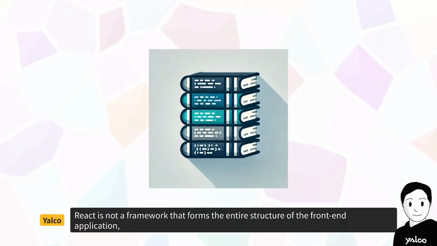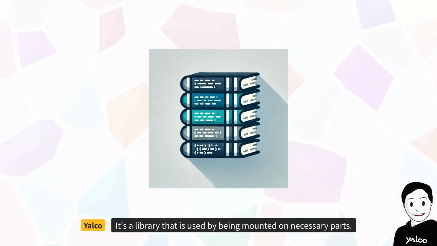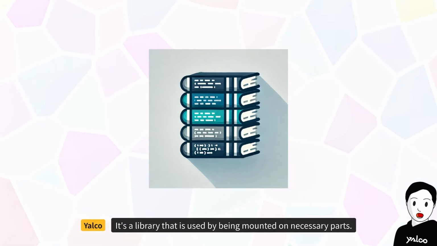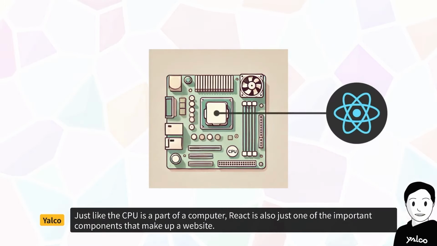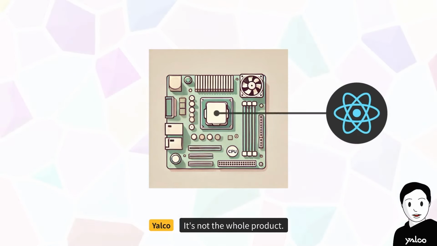React is not a framework that forms the entire structure of the front-end application. It's a library that is used by being mounted on necessary parts. Just like the CPU is a part of a computer, React is also just one of the important components that make up a website. It's not the whole product.